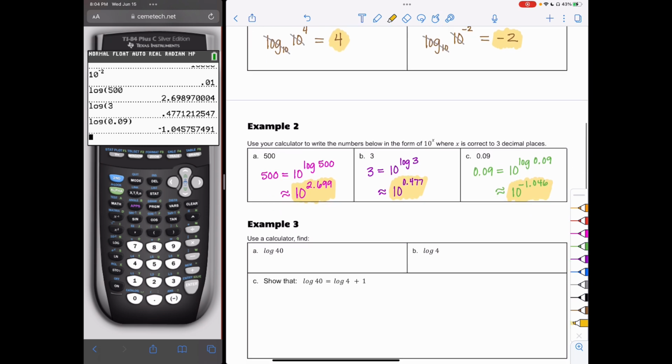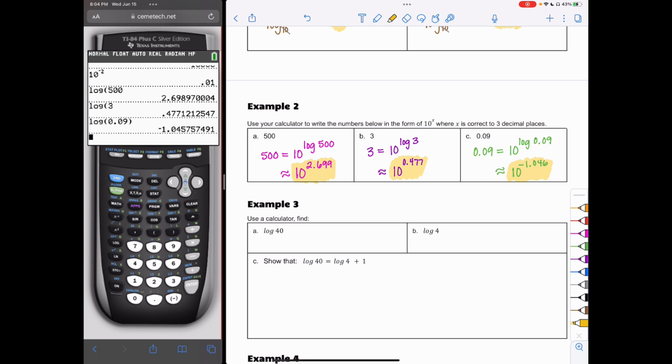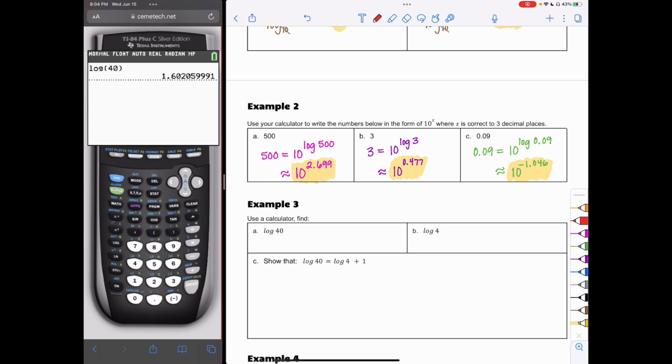Now for example 3, it just says use a calculator. So using the calculator is very easy. If I want to use the calculator to find the log of 40, I literally just type in log of 40 and I end up getting 1.602, or 1.60 in 3 significant figures. Likewise, I can find the log of 4, which is 0.602 in 3 sig figures by using the calculator.